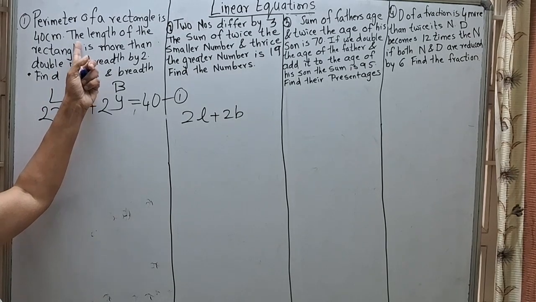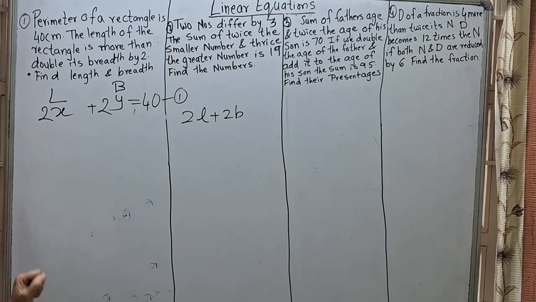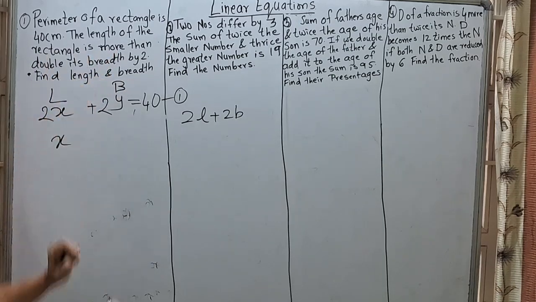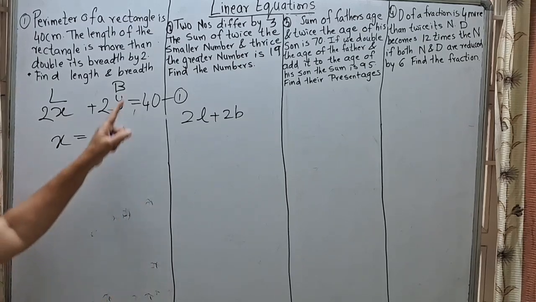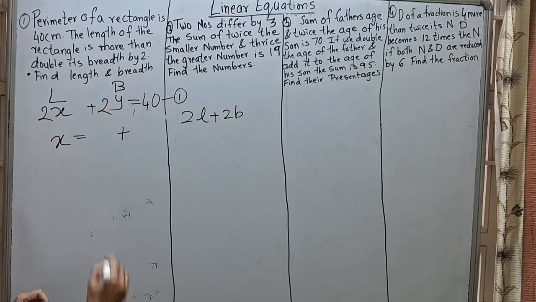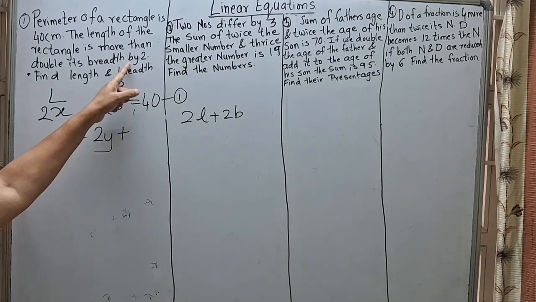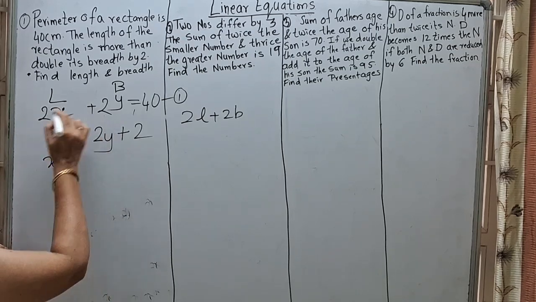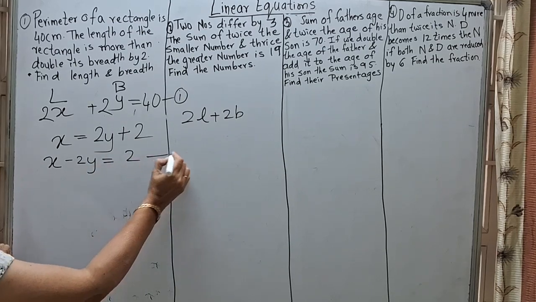Now, what is the next given condition? The length of the rectangle, which we have said is x, is more than, that means plus, double its breadth, that means 2y, by 2, that is 2. Then we are going to write this in standard form, that is x minus 2y is equal to 2. This is my second equation.